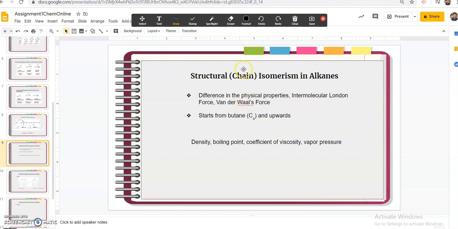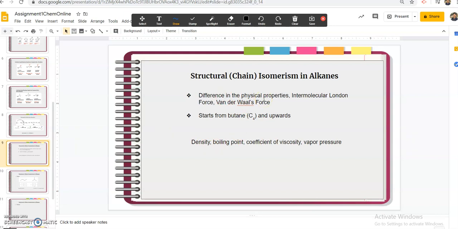That isomerism, in which the molecular formula is the same but the chain structure is different, is called structural isomerism. We are going to draw the structural isomers of alkanes, but what I want you to realize is, while we study those different structures, I want you to see how their physical properties change. Physical properties like density and boiling point. I'm going to talk about coefficient of viscosity and vapor pressure in the next lecture. Maybe I won't have time today, but see how the density and boiling point of those different isomers of alkane change.